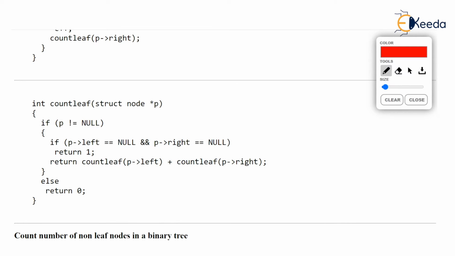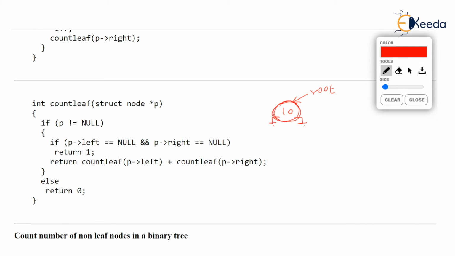Let's start with our very small binary tree. We have got left of 10 and right of 10 as null. So the root node itself is a leaf. So the answer over here should be 1. We have got one leaf. Let's see how it will work.